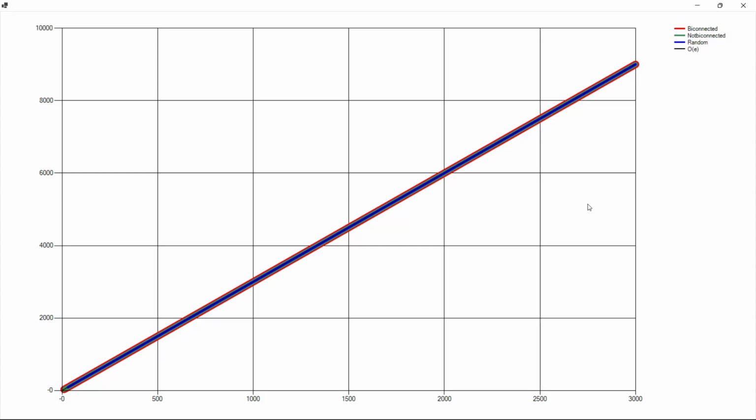And by the way, it's working quite well no matter which graph is given: biconnected, not biconnected, and even a random graph. It works stably. There are no problems with analyzing different types of graphs. The time complexity will be the same.